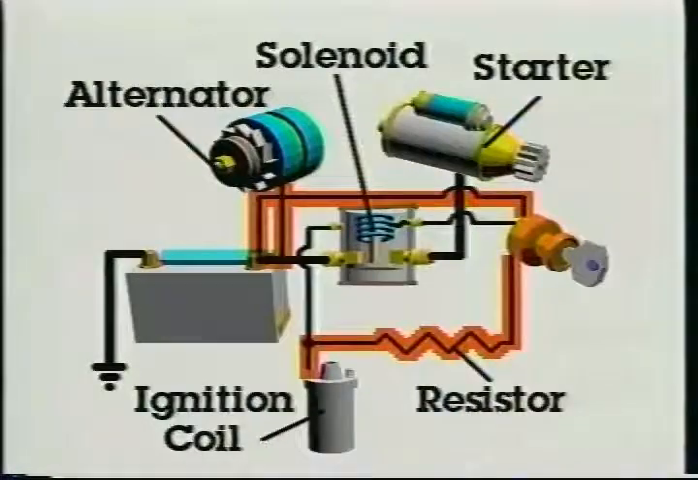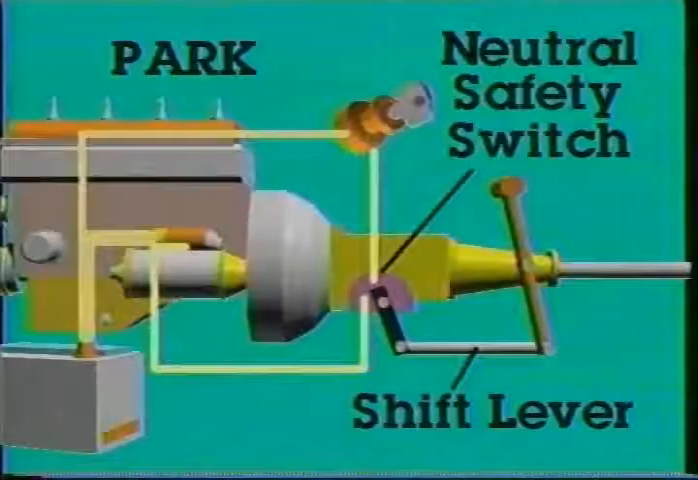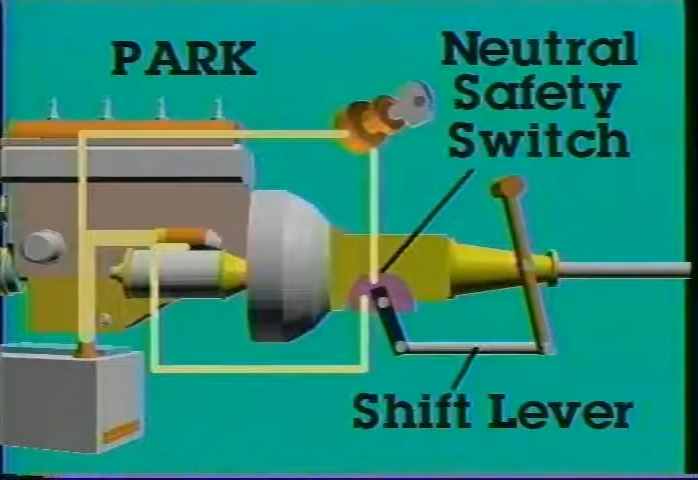On older vehicles, current is sometimes fed through a resistor to the ignition coil. Since the starter draws enough current to lower battery voltage, the ignition coil is designed to operate on about 10 volts. Automatic transmission or transaxle-equipped cars use a neutral safety switch.